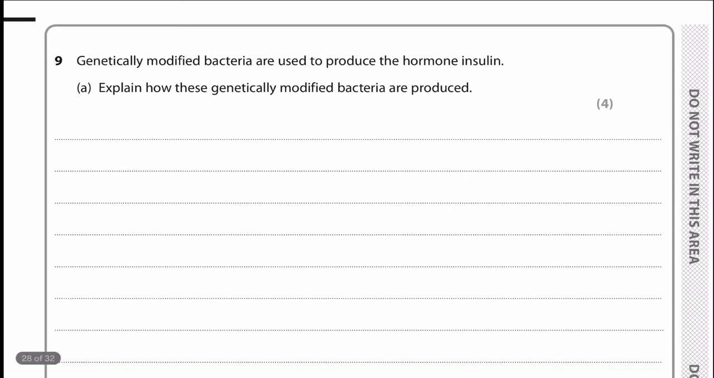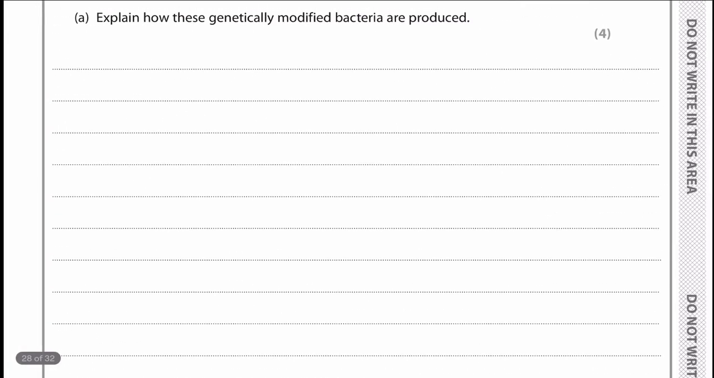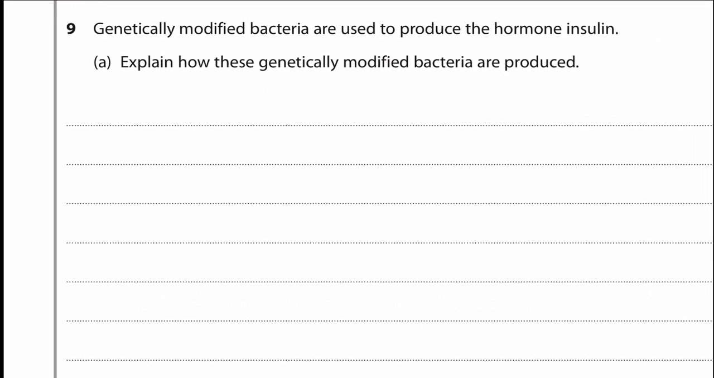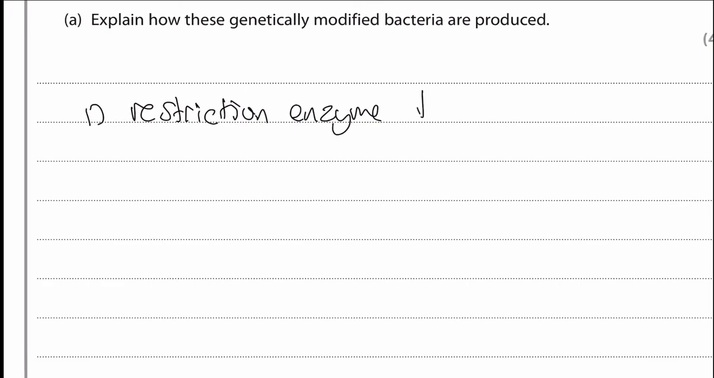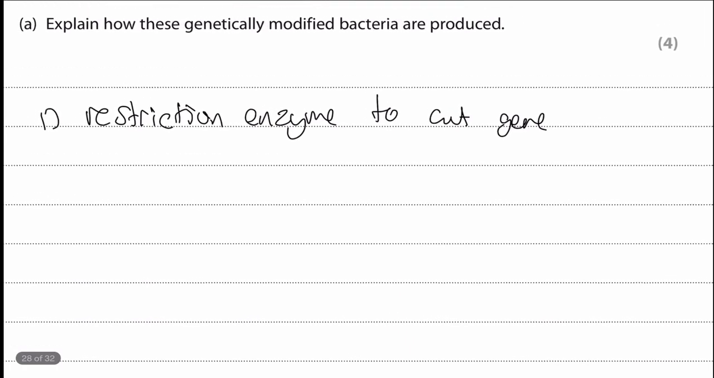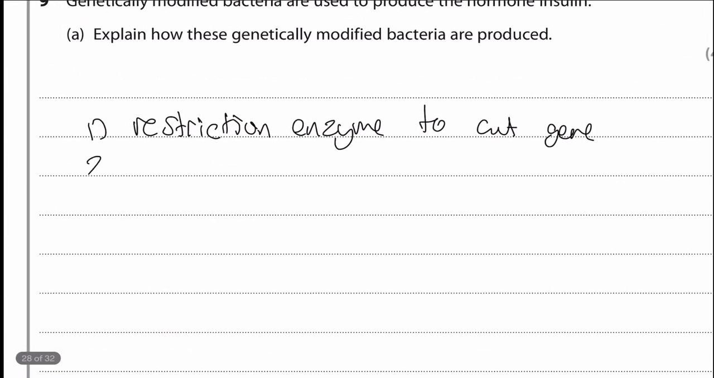Okay, GM bacteria are used to produce insulin. Explain how GM bacteria are produced. Oh, these GM bacteria, so these insulin-producing bacteria. Okay, this is just a very easy question. It's, again, just listing out the steps. You should be able to remember it. So first thing first is we use a restriction enzyme. Specifically, it's a restriction endonuclease enzyme, but we can just say restriction enzyme. So we're using a restriction enzyme to cut the gene, the insulin-producing gene, right?